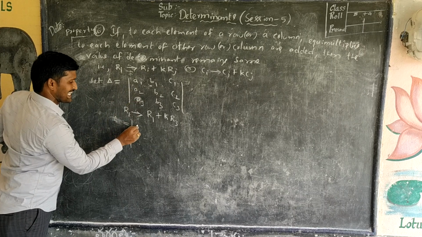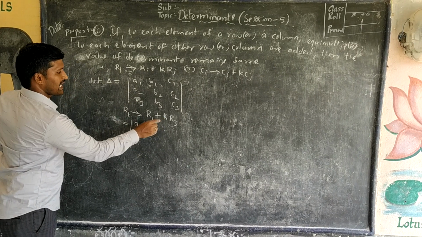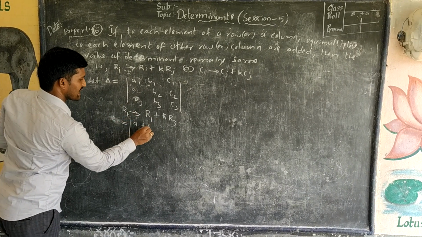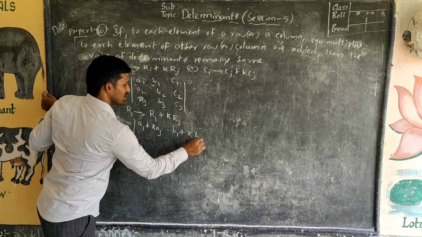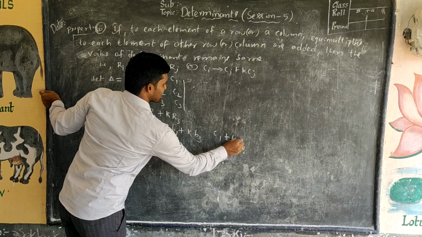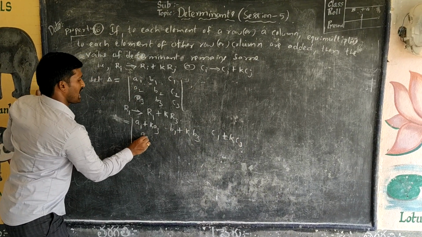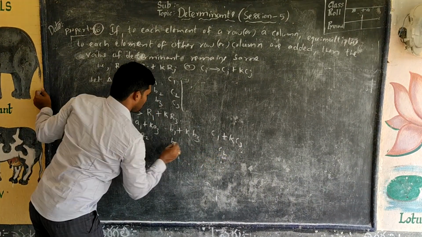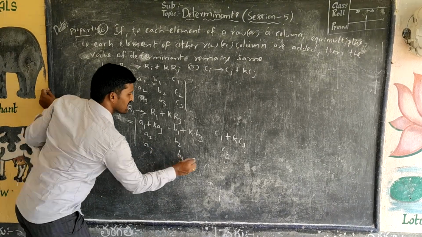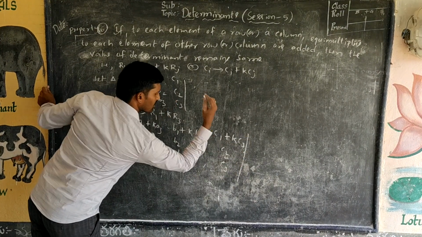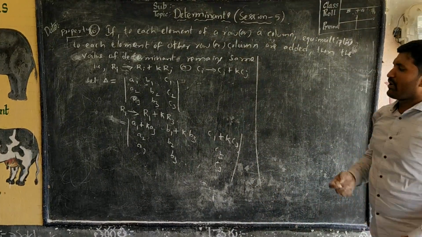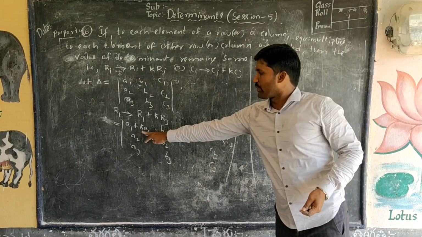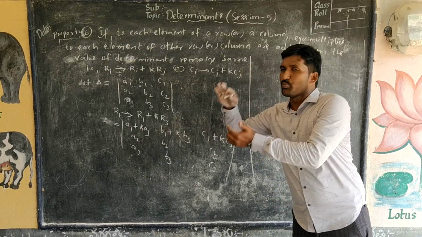R1 element what here? A1 plus K into R3. What is R3 element here? A3, so K A3. Similarly, B1 plus K B3, C1 plus K C3. Second row, third row has to be same: A2, B2, C2; A3, B3, C3. Same elements. Now, as for property number 5, we can express this determinant in two parts.